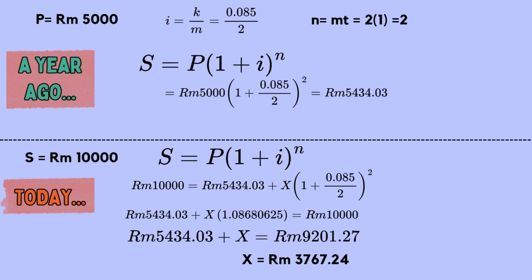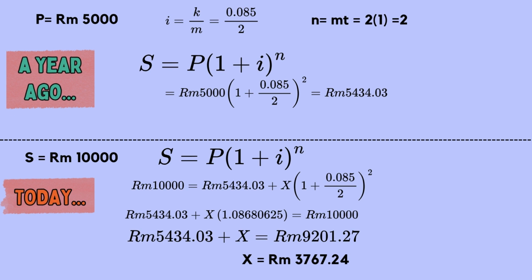Question 1B. To start it all off, the question asks us to find X, but we'll have to find the value of S first because it's the amount of money Talita has after receiving interest for the whole year. So first we use the compound interest formula, which is S equals P open bracket 1 plus i close bracket powered by n. Replace all the words with numbers that you can get from the question. So now we have S equals 5,000 open bracket 1 plus 0.085 divided by 2 close bracket powered by 2. Solve it one by one and you will get S equals 5,434 ringgit and 3 cents.